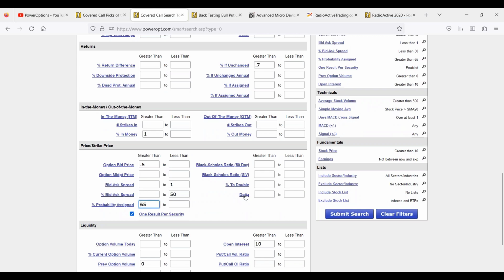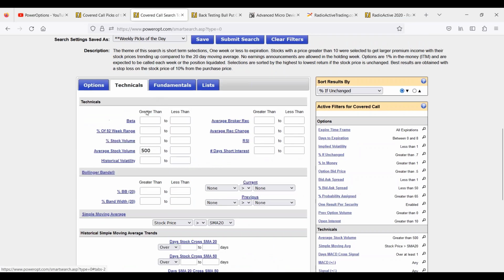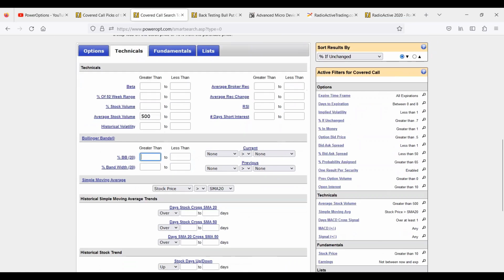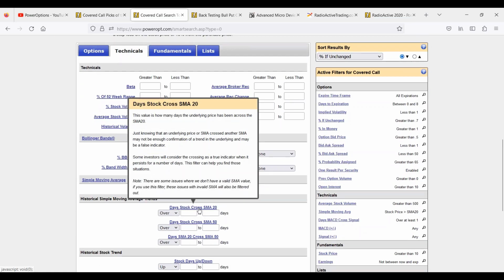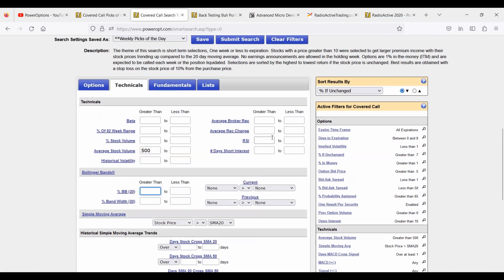What if we look for lower probability? What if we use delta? What if we used Bollinger Bands? What if we used number of days of stocks above the SMA 20, SMA 50? What about RSI? Putting all these different numbers in and running these tests over a 1.5, 2 year period with the same allocation, and when using stops, not using stops, different approaches, things of that nature, just to see over time which criteria set gave the best return for a monthly or weekly covered call or a monthly or weekly naked put position.